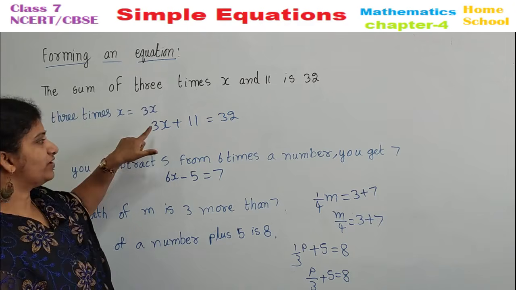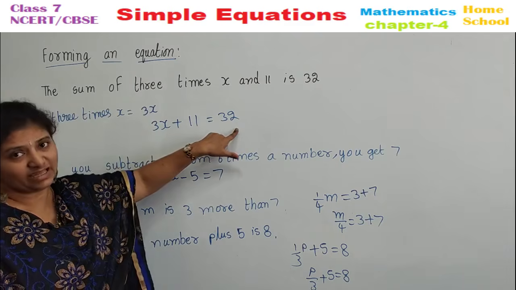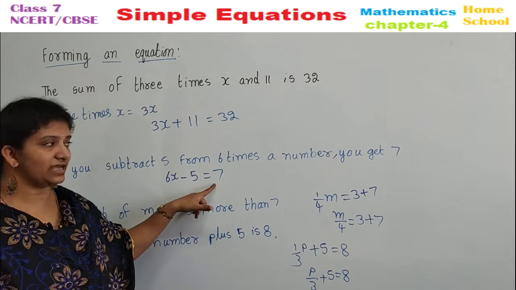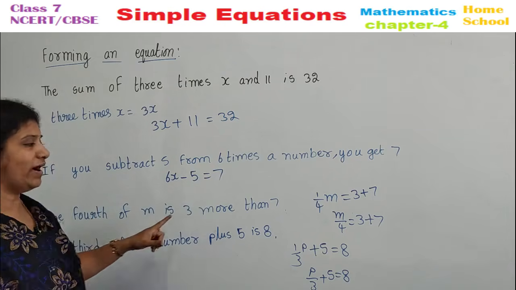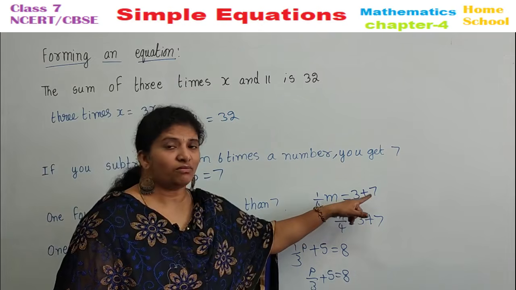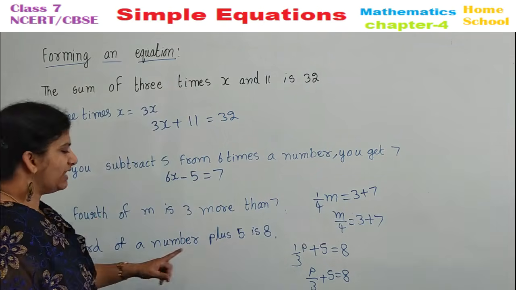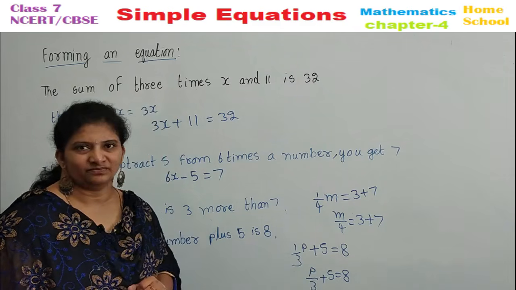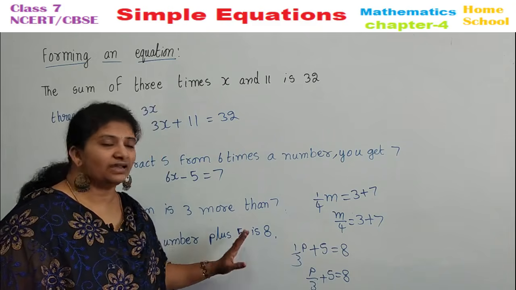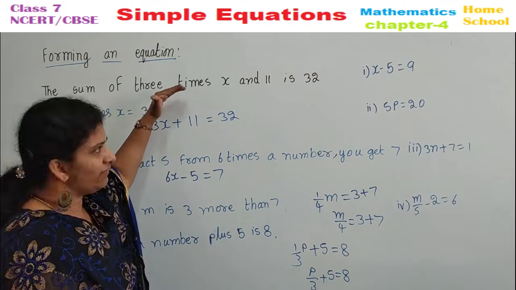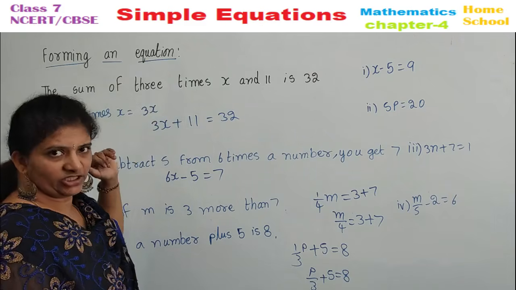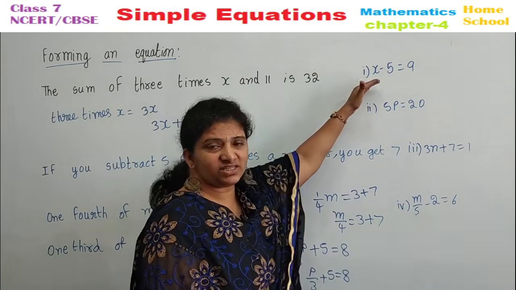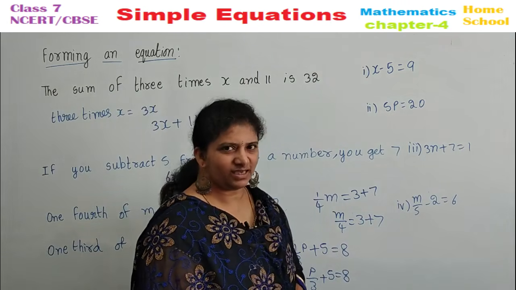The sum of 3 times x and 11 is 32. If you subtract 5 from 6 times a number is equal to 7. And 1/4 of m is 3 more than 7. 1/3 of a number, okay, plus 5 is 8. Are you all getting, children? Understand how we are framing the equations carefully. We have converted the statement into equation, right? Now, you have 4 examples here where you have equations convert into statement. Is it easy? Same manner.